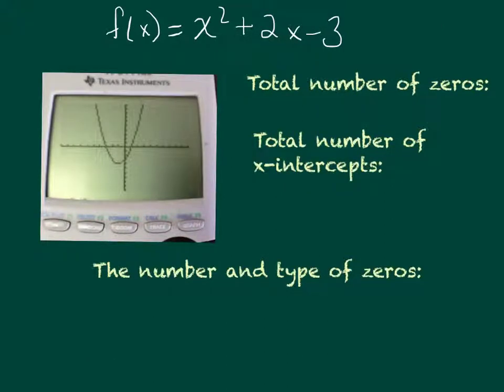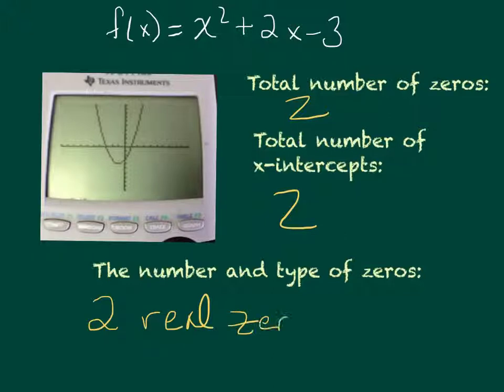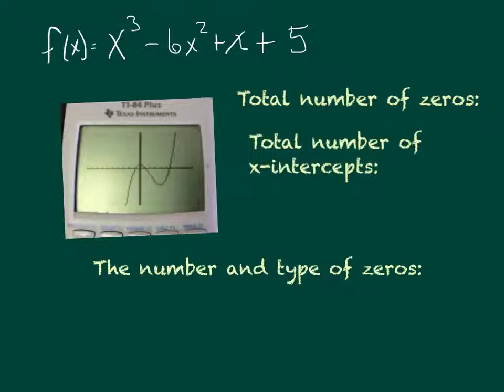Now for this x squared. The total number of zeros is 2, and the total number of x-intercepts is 2, and so the number and type of the zeros is 2 real zeros. For this cubic function, the total number of zeros that we could have is 3, and the total number of x-intercepts is 3. And so there are 3 real zeros.